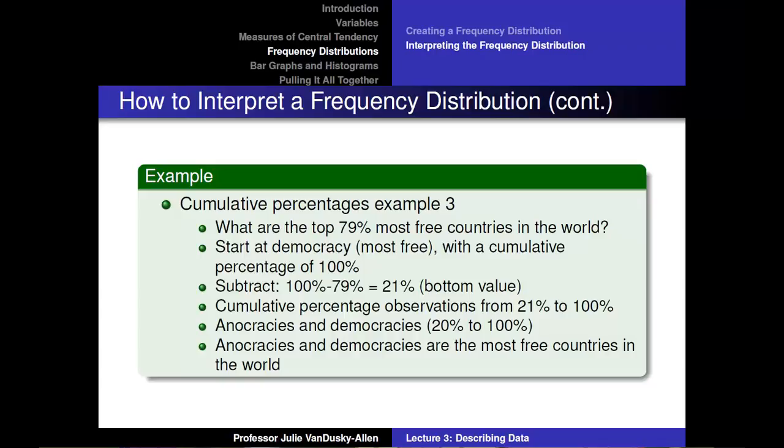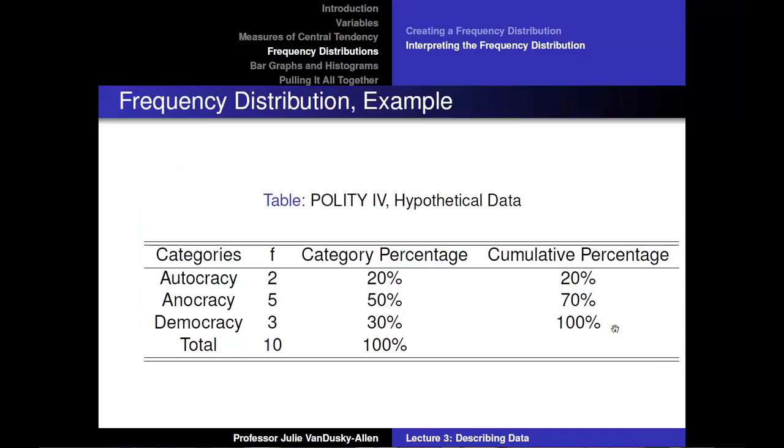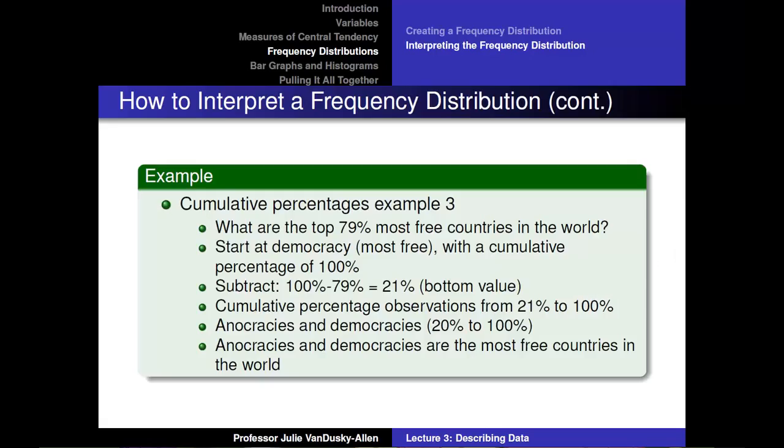Then you find the categories within the cumulative percentage column that range from 21% to 100%. These are the observations with the countries that are the top 79% most free countries in the world. The anocracies and democracies categories hold the cumulative percentage observations between 21% and 100%. Hence, anocracies and democracies are the most free countries in the world.